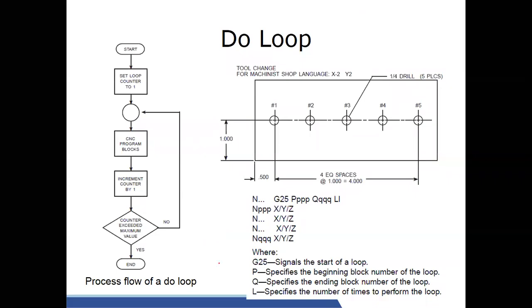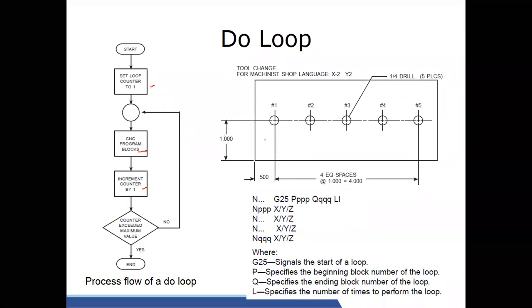You can see that the loop counter is set to 1. Okay, CNC program blocks, increment the variable by 1. If the counter value exceeds the maximum value, it's a conditional check. If it is yes, end the program, or else go and repeat. The loop continues. Okay, this is how the do loop works.